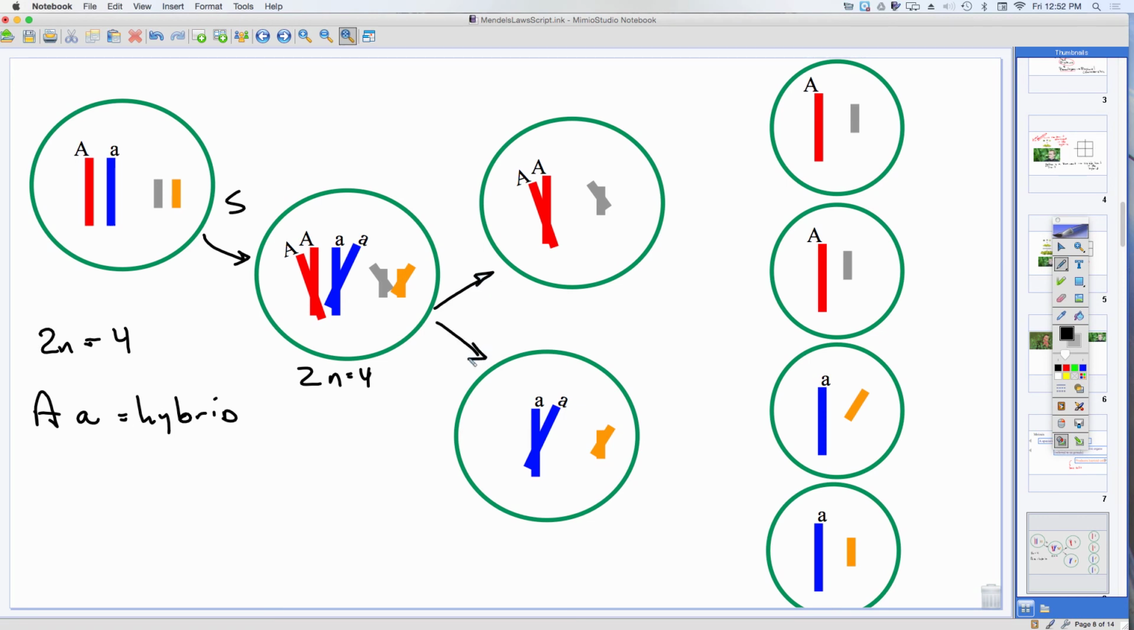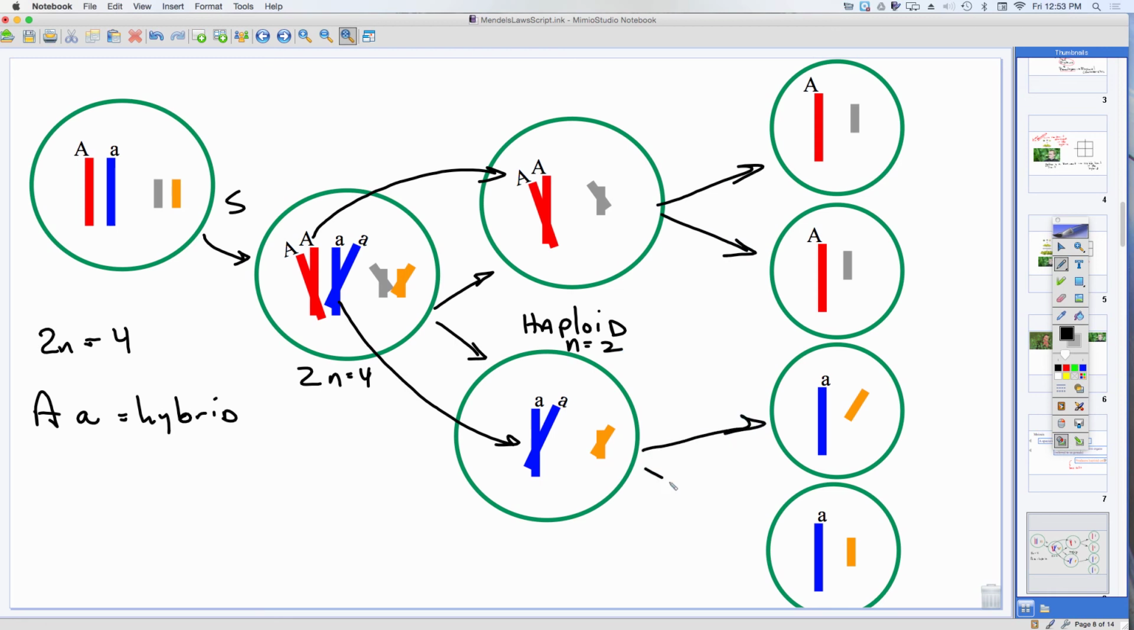It's got 4 chromosomes. And we're going to go through meiosis 1, and what's going to happen in meiosis 1 is a big chromosome is going to go into one cell, and another big chromosome is going to go into the other cell, and a small will go into one cell, and the other small will go into another cell, and all of a sudden we have now made our haploid cells.